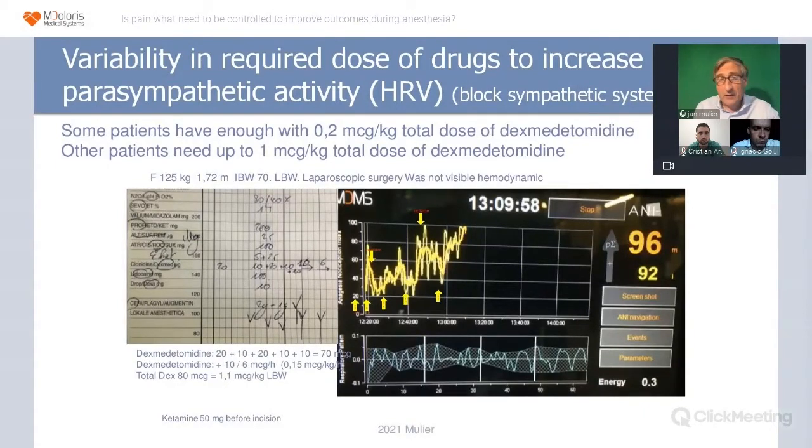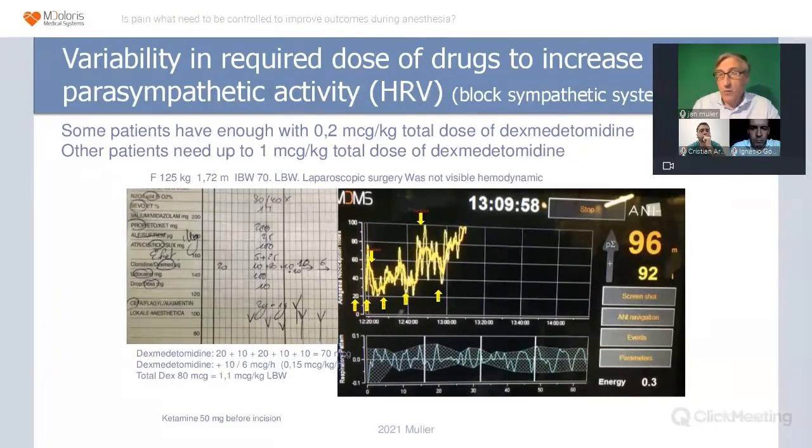Here we were trying to give that same dose, but look, we had to give 20 microgram of dex. We still had a very low ANI. We gave another 10, another 20, another 10, another 10. So we see we have been giving a lot before the ANI value was really rising higher up. In this case, the total dose was 1.1 microgram per kilogram lean body weight. So this is quite a high dose. But this was a patient that needed it, and afterwards woke up easily.